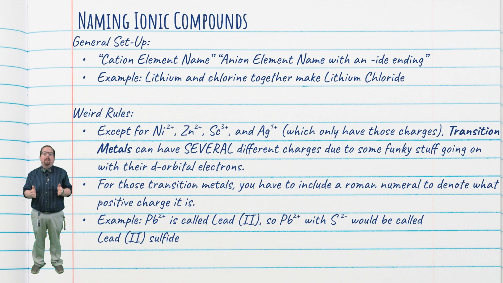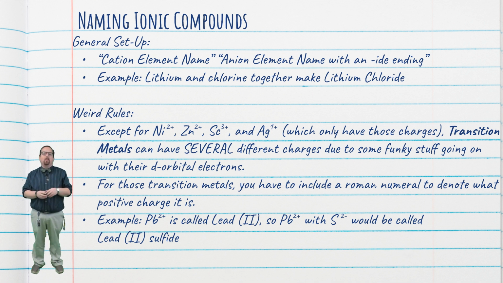Naming ionic compounds is super easy. You just write the cation element name followed by the anion element name, with the anion's ending, or last syllable usually, changed to an -ide, I-D-E. For example, lithium and chlorine together make lithium chloride.